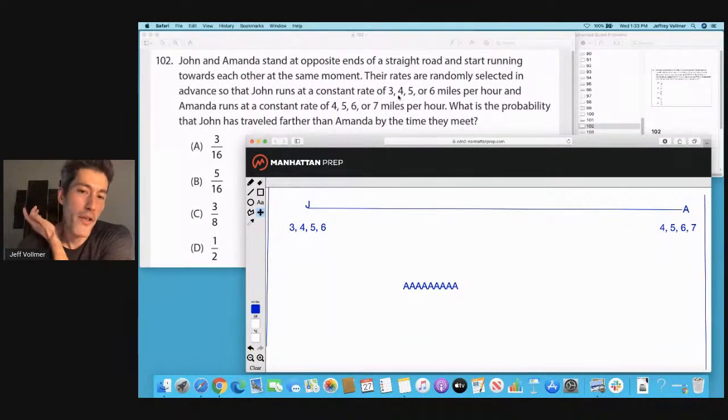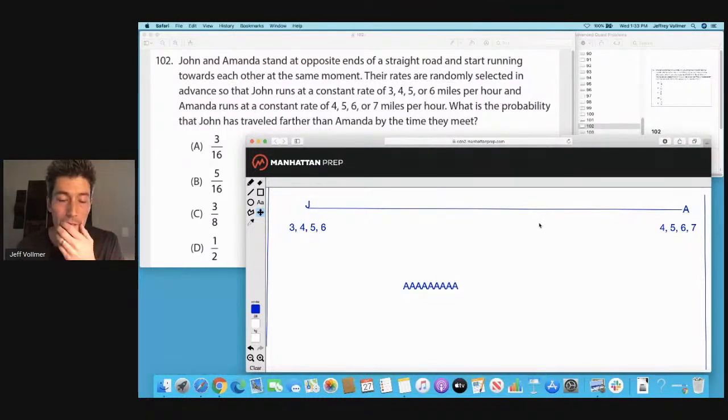So John might run at 3 miles an hour. He also might run at 6 miles an hour. And Amanda might run between 4 and 7 miles an hour. And what I want to know is basically in most of these, since Amanda is running faster than John, they will meet somewhere to the left of this diagram because Amanda will cover more ground in the same time that John does. But there are some opportunities for John to go faster than Amanda.